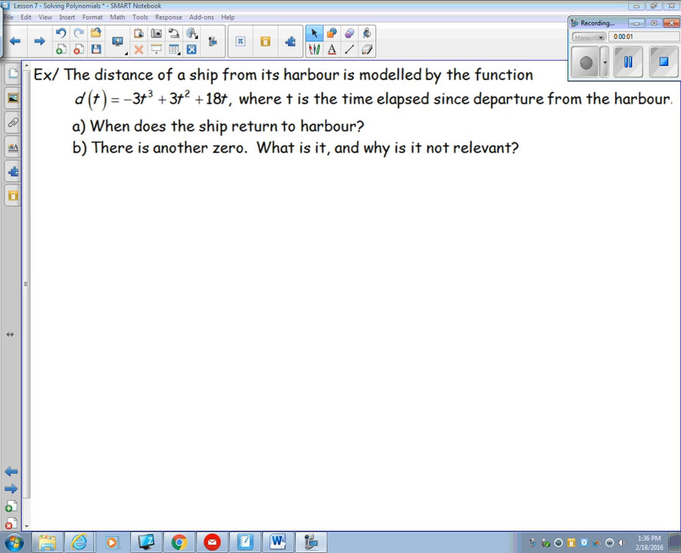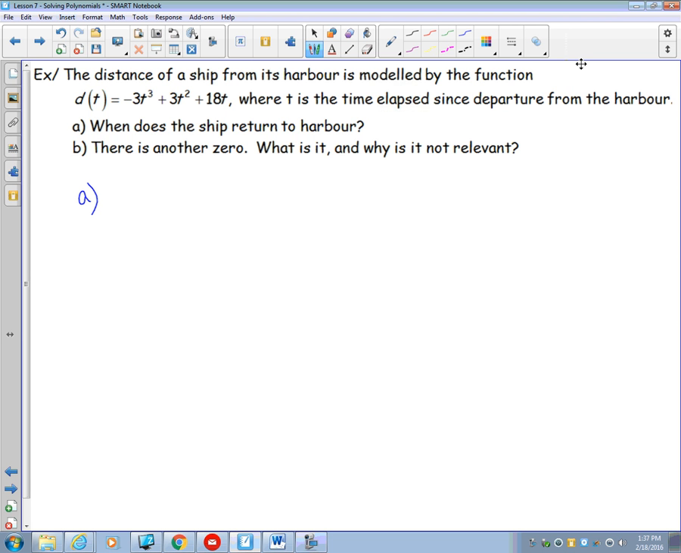Okay, so let's take a look at the last example, another word problem here. The distance of a ship from the harbor is modeled by this function, where t is the time since departure from the harbor. And I want to know, when does the ship return to the harbor? Well, when it returns to the harbor, that means the distance from the harbor would be 0, right? It's back to where it started from.